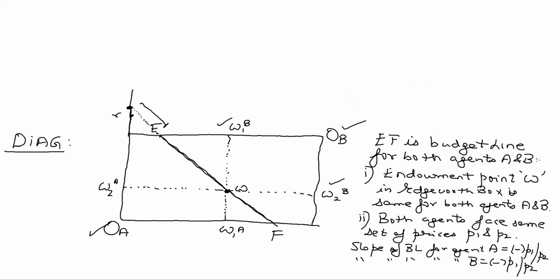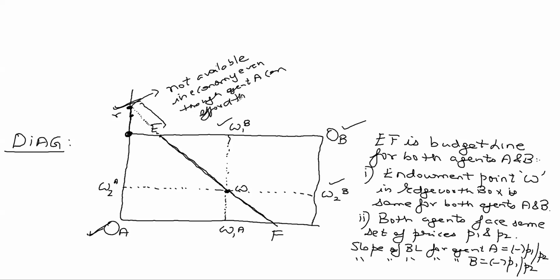It does not exist, because the amount of good one available in the economy is constrained by this point. Even though A can afford this if I further stretch the budget line, this point is not available in the economy. Not available in the economy, even though agent A can afford this point. Okay, so this was another concept. I hope it's clear to everyone.